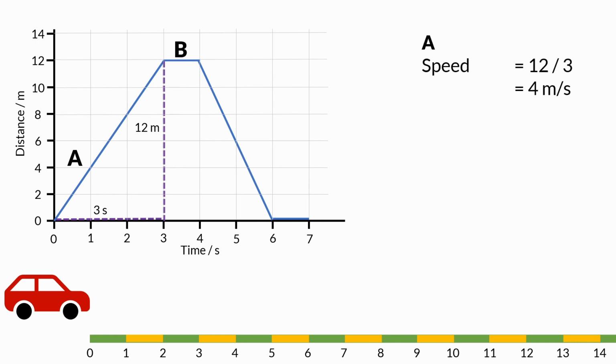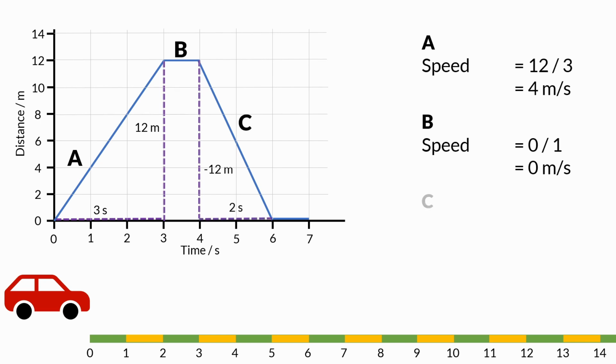Again, section B, there was no rise for a run of 1 second, so the speed is 0. It's stationary again. For C this time, well, the rise is negative. It goes from 12 down to 0. So we've got a negative rise. Our run is still 2 seconds. So our speed is negative 12 divided by 2 equals negative 6 meters per second.